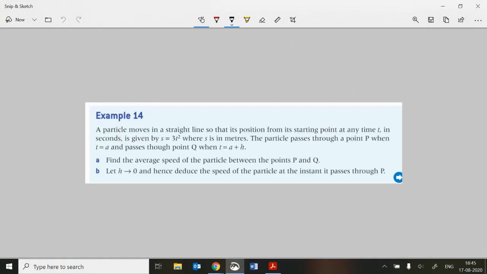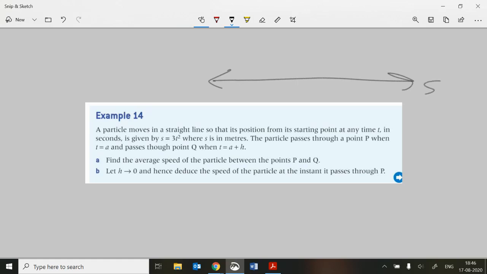A particle moves in a straight line so that its position from its starting point at any time t in seconds is given by s equals 3t squared, where s is in meters. So s often stands for displacement, and t is your time in seconds, and your displacement is in meters. Essentially this thing is moving up or down a line.